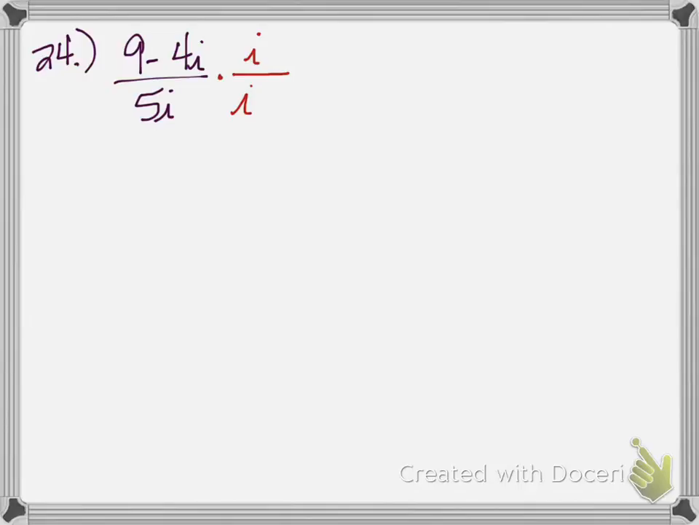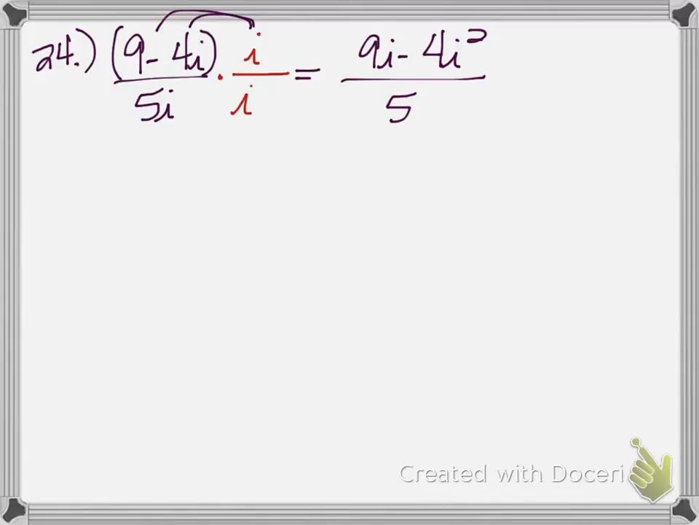So this is going to give me, now I'm going to have to distribute because that is a group. So I actually have to distribute i throughout my numerator. So that's going to give me 9i and a minus 4i squared over 5i squared.